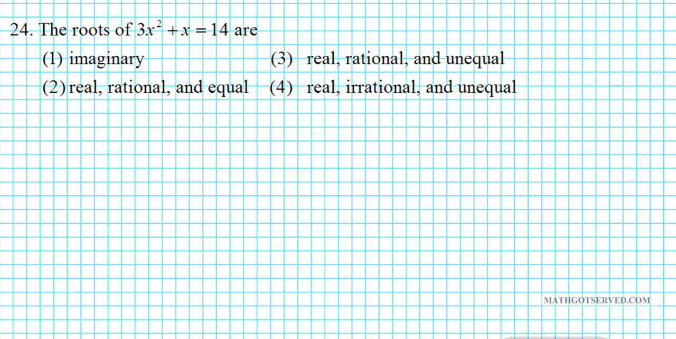All right, let's take a look at problem number 24. It says the roots of 3x squared plus x equals 14 are... To describe the roots of a quadratic without actually solving it, what you use is the discriminant. The discriminant is a powerful tool to predict the nature of the roots without even solving the problem. The discriminant is b squared minus 4ac. This is the radicand of the quadratic formula.